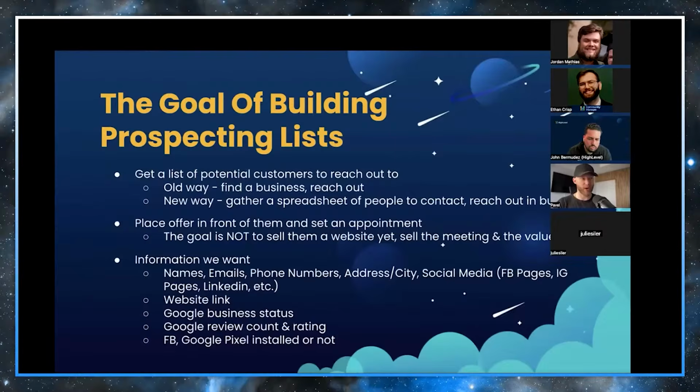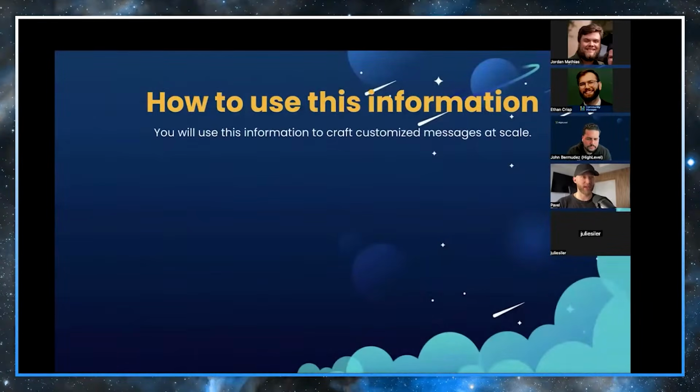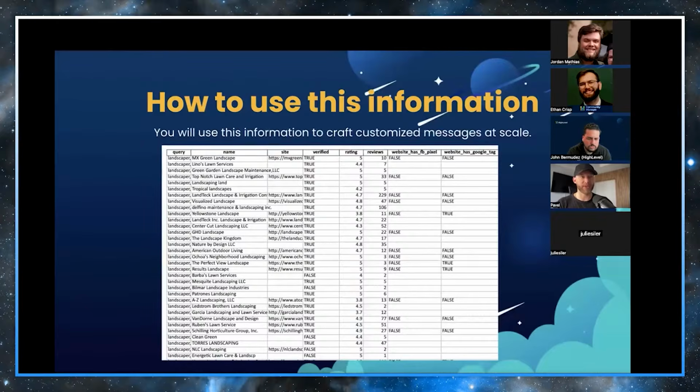So here's the information that we want. We want names. We want emails. We want phone numbers. We want the address/city, social media pages, Facebook pages, Instagram, LinkedIn, a website link, or lack of a website link, meaning they don't have a website. Google business status, Google review count and rating, or Facebook or Google Pixel installed or not. So here's how we use this information. You will use this information to craft customized messages at scale. This is roughly how it's going to work. Again, I'm going to show you what tools I like to use and where we actually get this data, but this is the bare minimum of what you want.